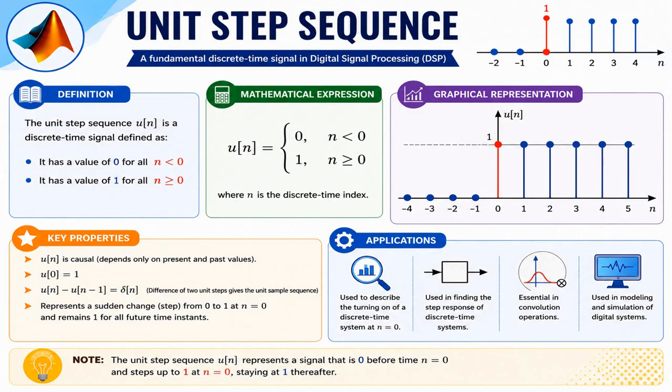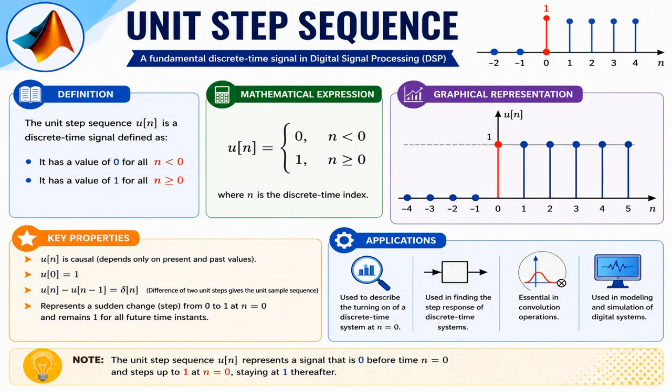So here you can see the unit step sequence, and it is one of the most fundamental discrete time signals used in DSP, that is digital signal processing. It presents the concept through its definition, mathematical expression, graphical representation, then key properties and applications, making it easy to understand its importance in digital system analysis.